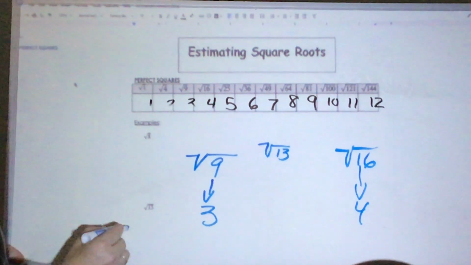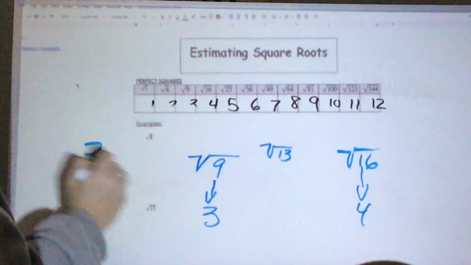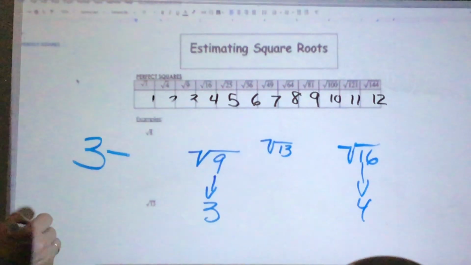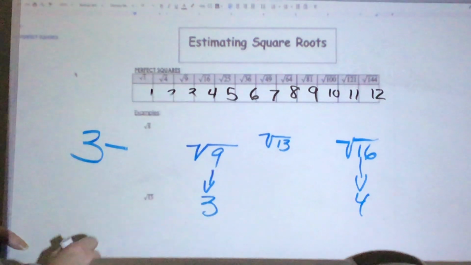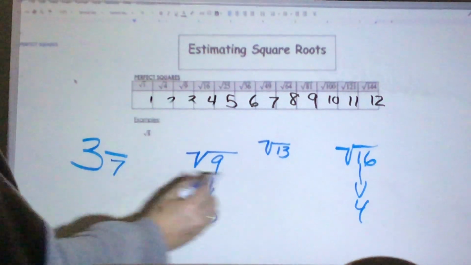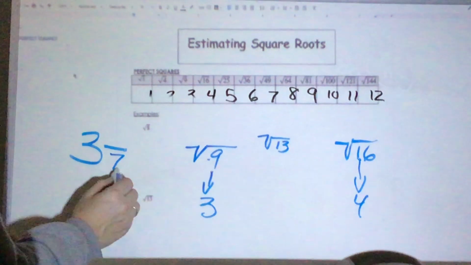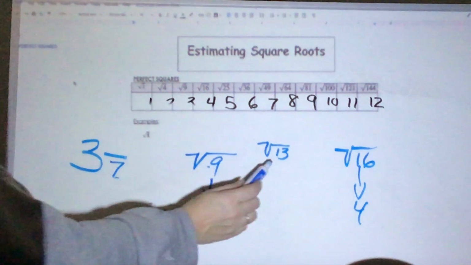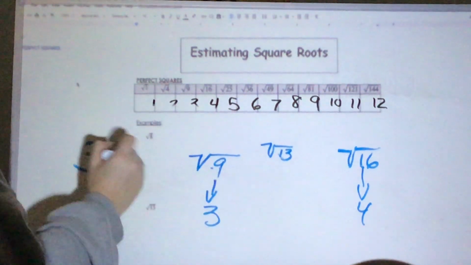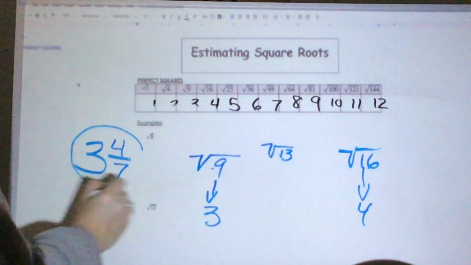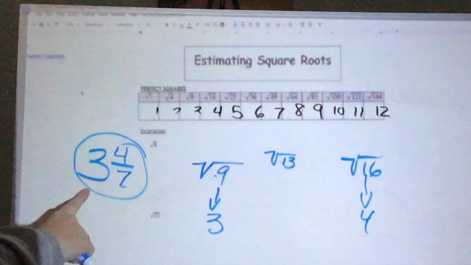Now I'm going to write a mixed number. So I know it's going to be 3 and some fraction. To get all the way between 9 and 16, I would have to go 7 spaces. 16 minus 9 is 7. But I only want to go to 13, so my numerator is 13 minus 9, or 4. So my mixed number is 3 4/7.